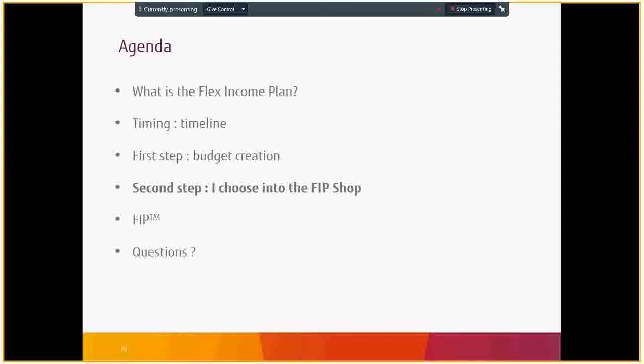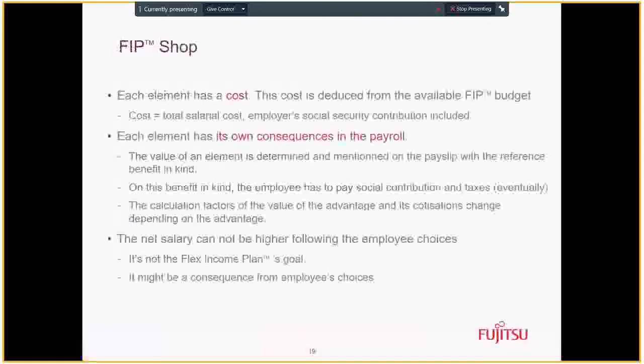So here, what we have done is that we have created our budget, and now we will explain how we can spend it, on what we can spend it. So Fujitsu has some proposals for you, but of course, as I already said, it's the first version, so there are more possibilities that might come next year and the year after. You have to be aware first that every element has a cost, obviously, and the cost can be different depending on whether the employer has to pay social contribution on it or not. Each element has its own consequences in the payroll.